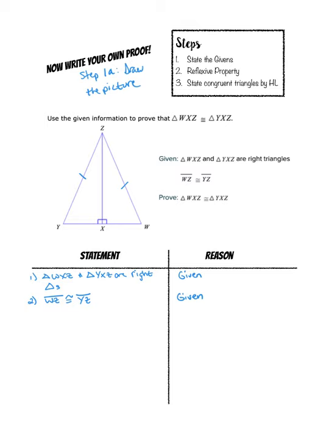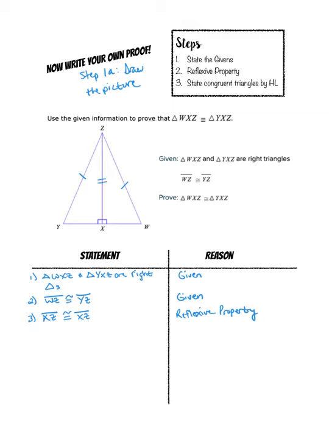Now go back to last lesson. We know that ZX or XZ, whichever way you want to call it, is congruent to itself because of the reflexive property. So I'm going to say XZ, and again, you can call it ZX, it's perfectly fine, is congruent to XZ, reflexive property. And I'm going to mark it.